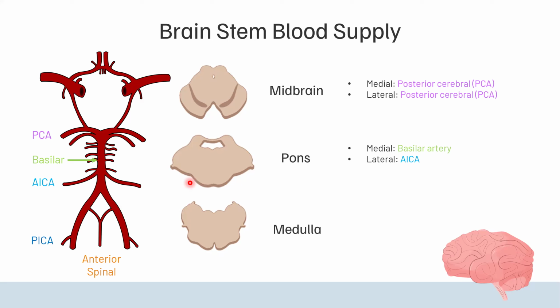All right. Moving down finally to the medulla. The medulla is right here. What would supply the center of it medially? It's right here. Anterior spinal. Perfect. And then laterally, it would be supplied by PICA. Okay? So since the midbrain is so tiny, and since the PCA is so large, it only requires one.